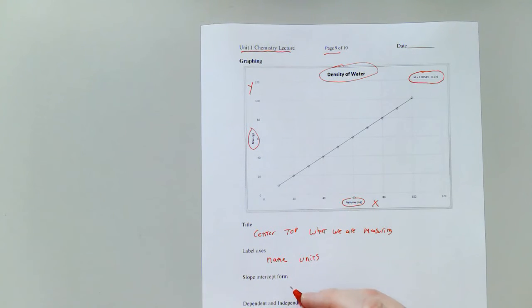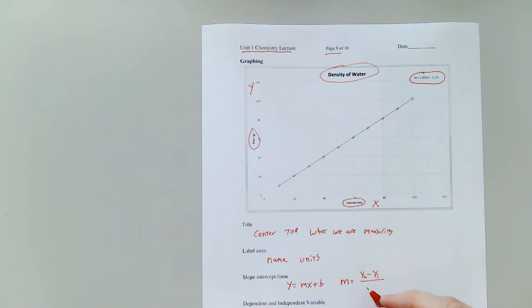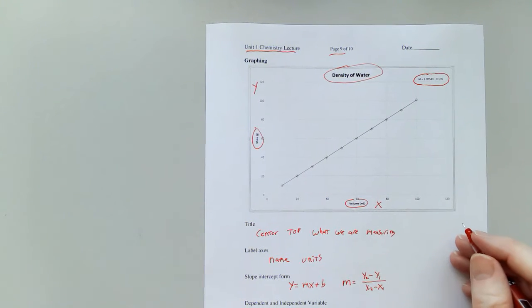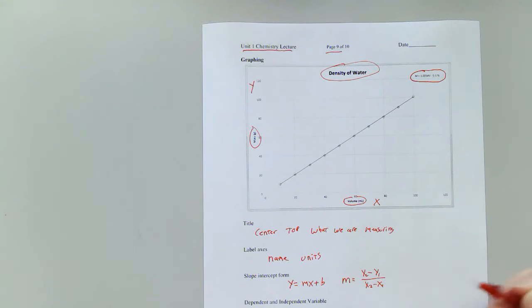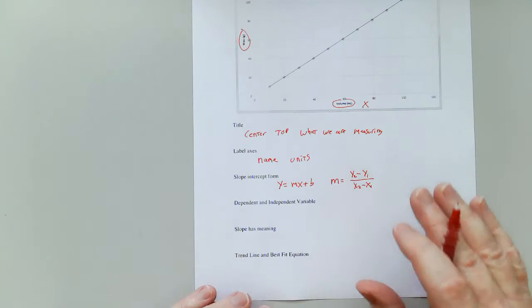Up here, I have the equation in the y = mx + b format. Hopefully you're remembering that you can calculate the slope by doing (y2 - y1) / (x2 - x1). Rise over run.